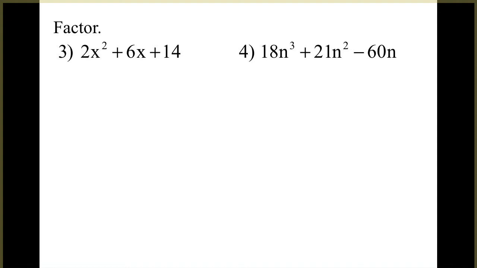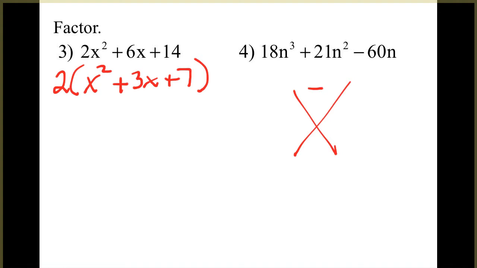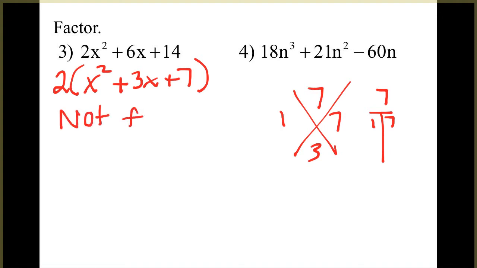Step 1, I'm going to divide out my GCF, which is a 2, and what I'm left with is x squared plus 3x plus 7. Since there's no leading coefficient, I'm going to use my x marks the spot. What multiplies to positive 7 and adds to 3? Well, the factors of 7, there's only 2 of them, 1 times 7. There's no other numbers that multiply to 7. So with that in mind, this is what we would call not factorable.